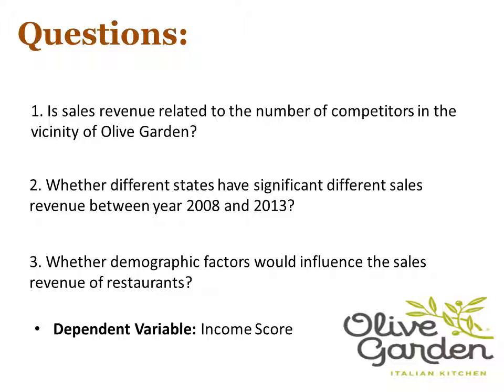First, is sales revenue related to the number of competitors in the vicinity of Olive Garden? Second, whether different states have significantly different sales revenue between year 2008 and 2013. Third, whether demographic factors would influence the sales revenue of restaurants. Based on the data, I choose income score to be my dependent variable because I think the income score is the overall revenue performance of Olive Garden throughout the 6 years.